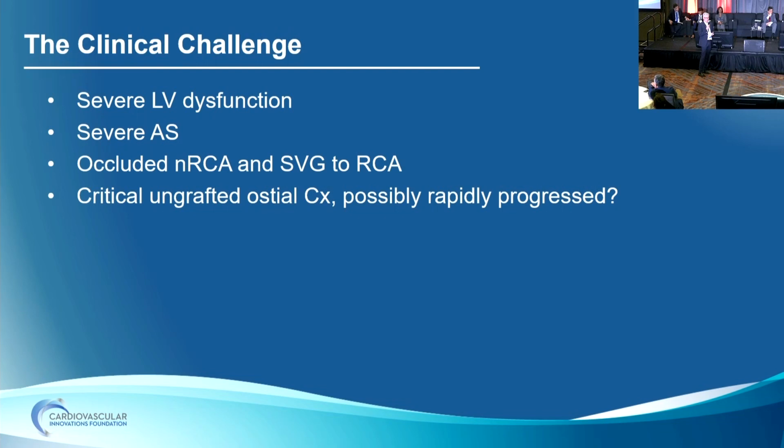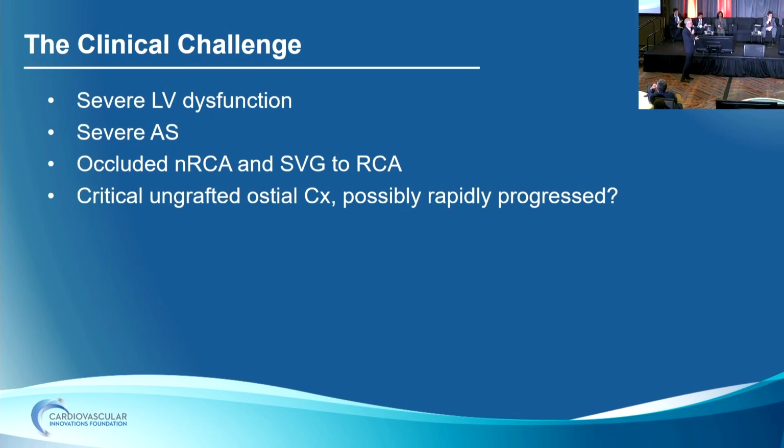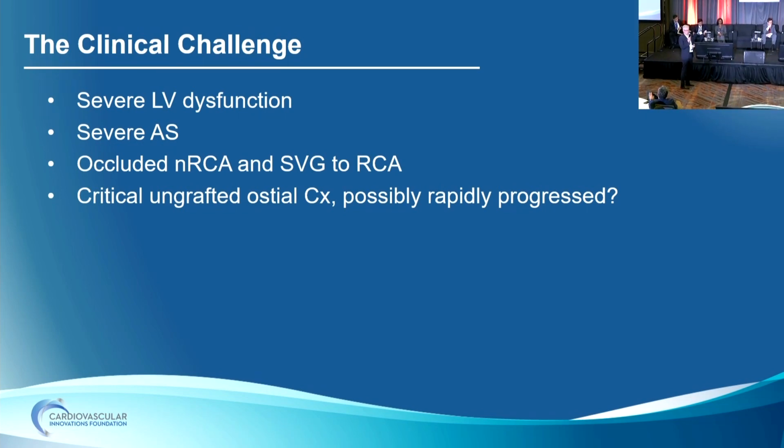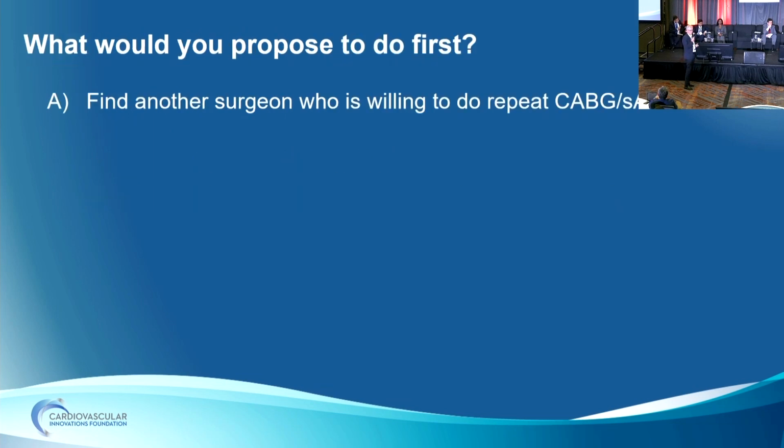The clinical challenge here is we have severe LV dysfunction, severe aortic stenosis with low flow, low gradient, an occluded right, an occluded vein to the right, and a critical stenosis in the circ that's ungrafted, and the question is whether it possibly rapidly progressed. So maybe we just go from there. Vlad, what is your thought?